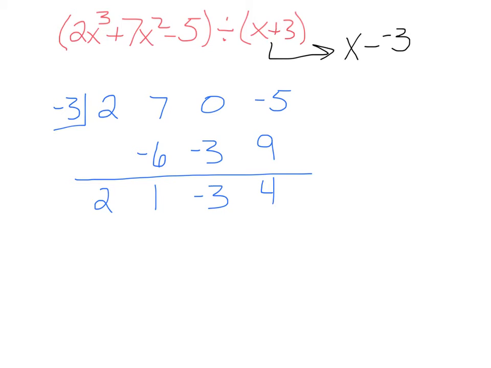Okay, and again, our first term is going to be 2x squared because that's one less than the biggest exponent in our dividend. So we're going to get 2x squared plus x minus 3. This value is your remainder, so it's going to be plus 4 over, and you still put it over the original divisor, so over x plus 3.